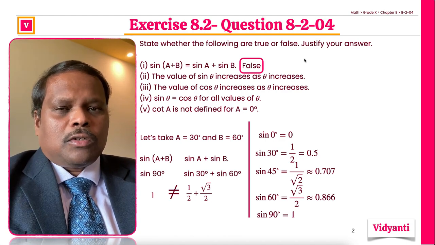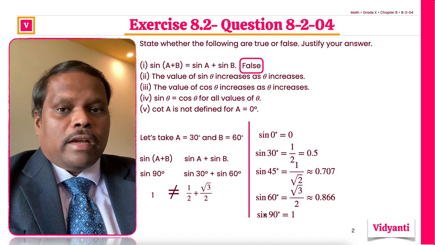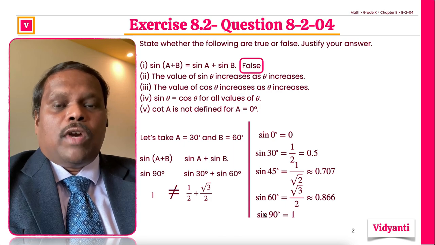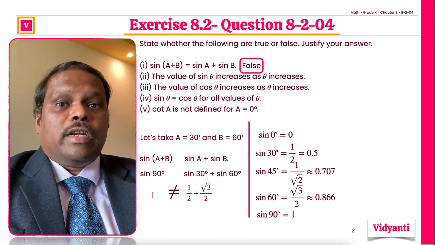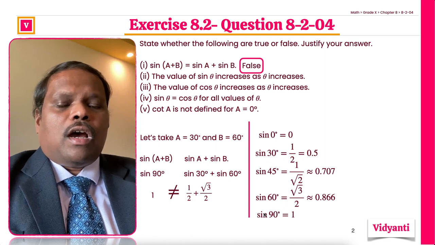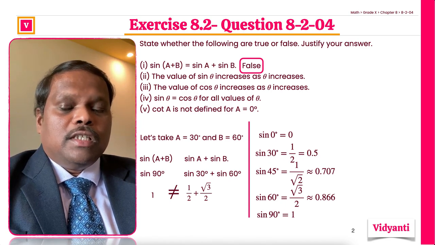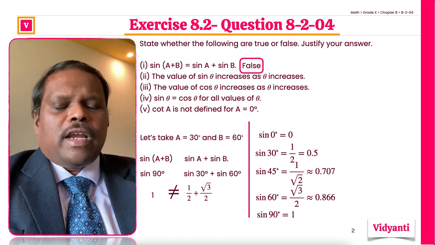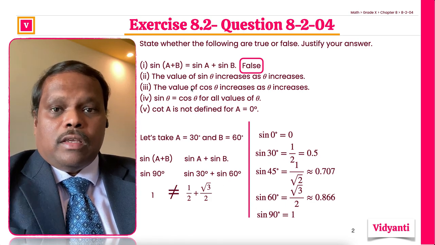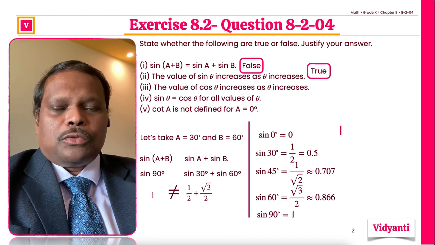However, it is not universally true. After 90 degrees, when the angle exceeds 90 degrees, let's say 120 degrees, 135 degrees, 180 degrees, it eventually drops. But here we are assuming that we are only considering angles within the first quadrant, that is between 0 degrees and 90 degrees. So within that context, this statement is true. So I'm going to write the second statement as true.